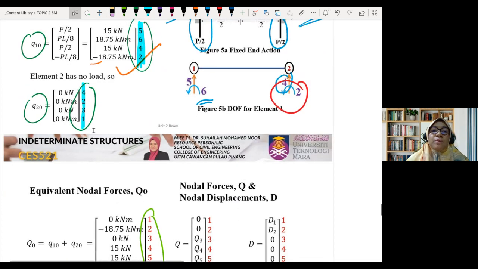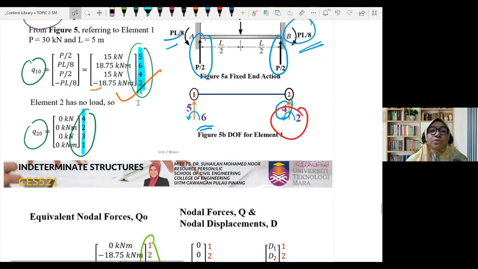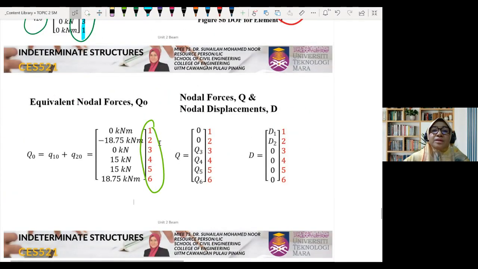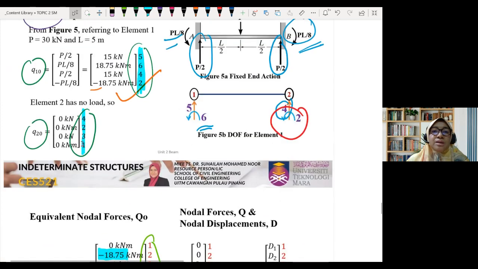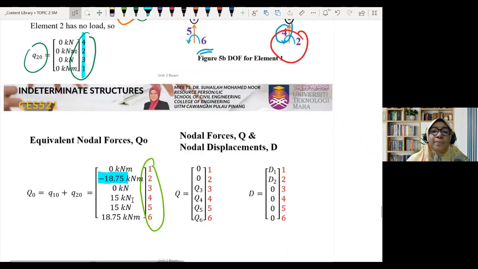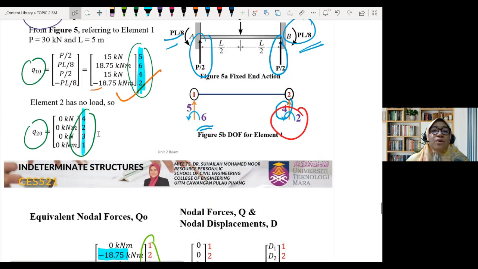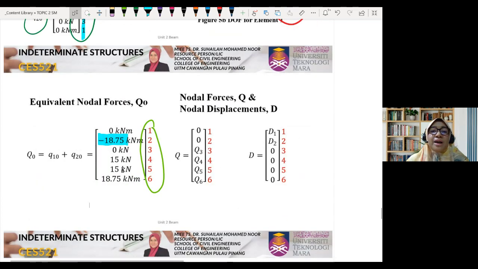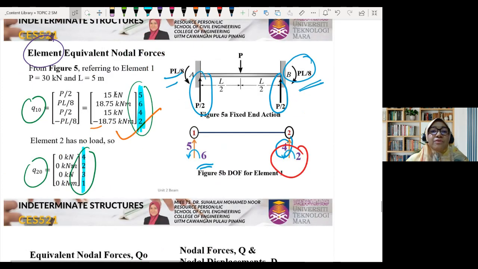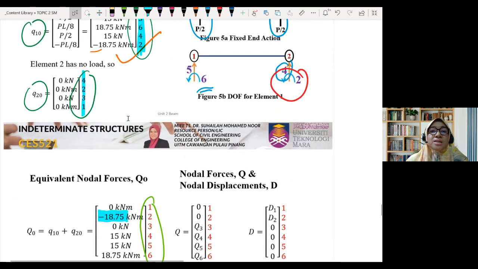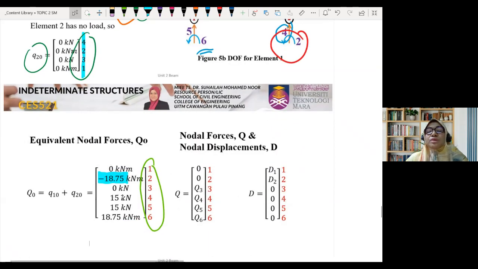The value is 0. Then at position number 2, it is negative 18.75. At position 3, it is 0. At position 4, 15 plus 0. At position 5, 15. Position 6, 18.75. So this is called the equivalent nodal forces, or intermediate loading.